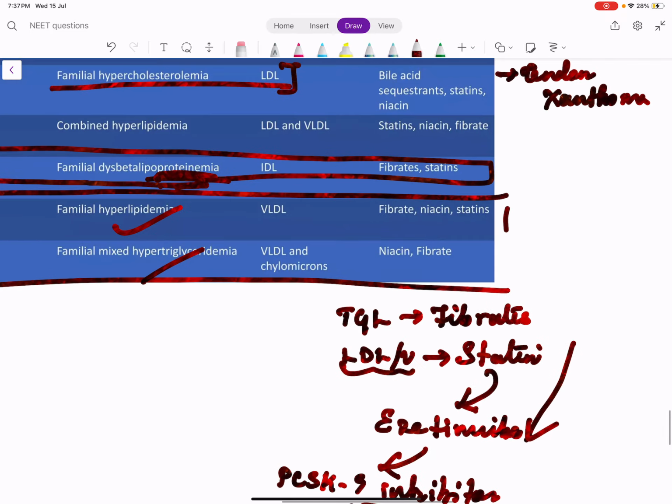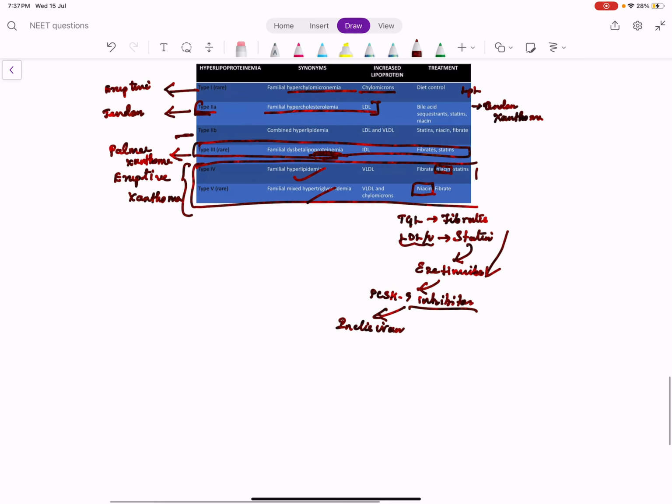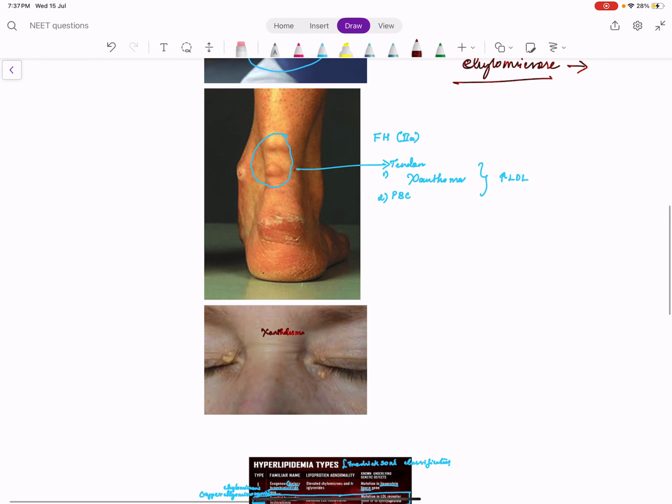We have other drugs, niacin. One question was asked about niacin in 2024 also. Okay. So this is a very important question. So we discussed many important things about it.